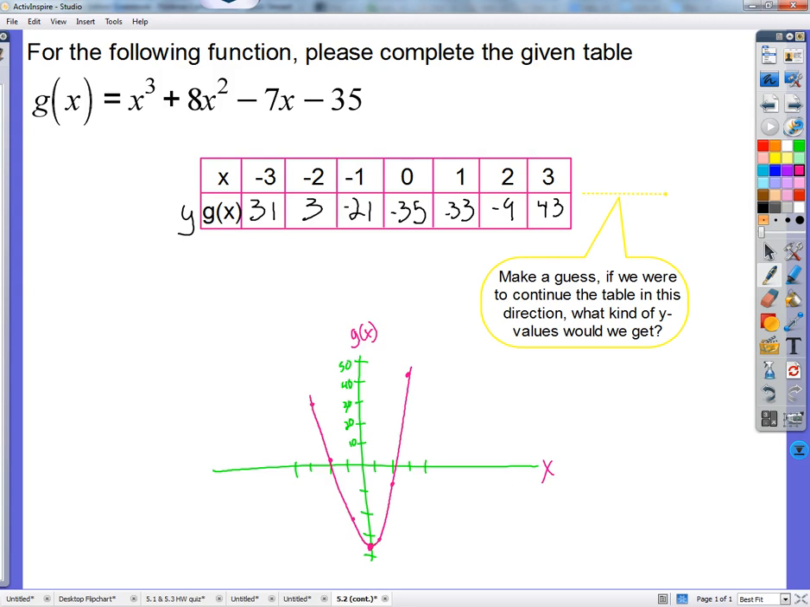And not only do I want you to think about it and make a guess, I want you to make an educated guess. So I want you to be able to defend your guess. Okay, so put some thought into it. Draw a conclusion. Make an educated guess. So based on some kind of evidence, decide what you think it's going to do. I'll give you a few seconds.